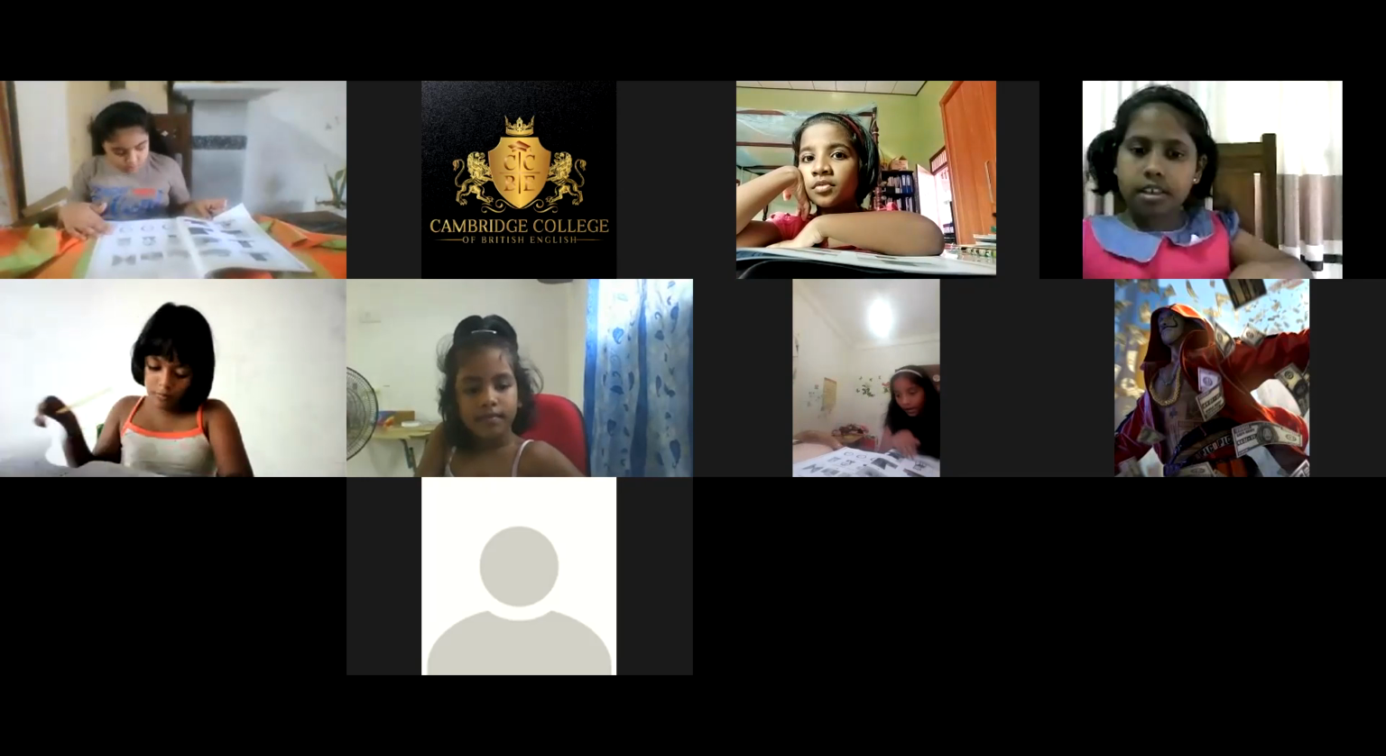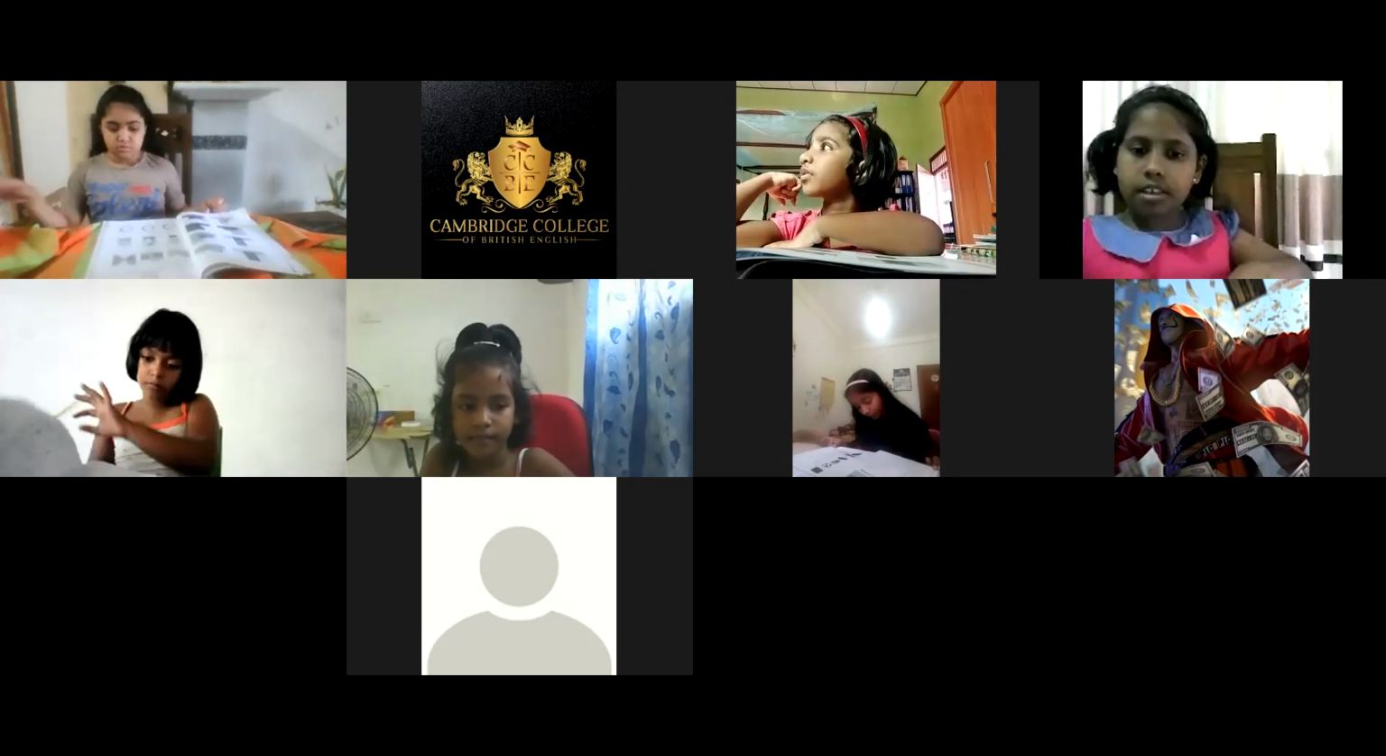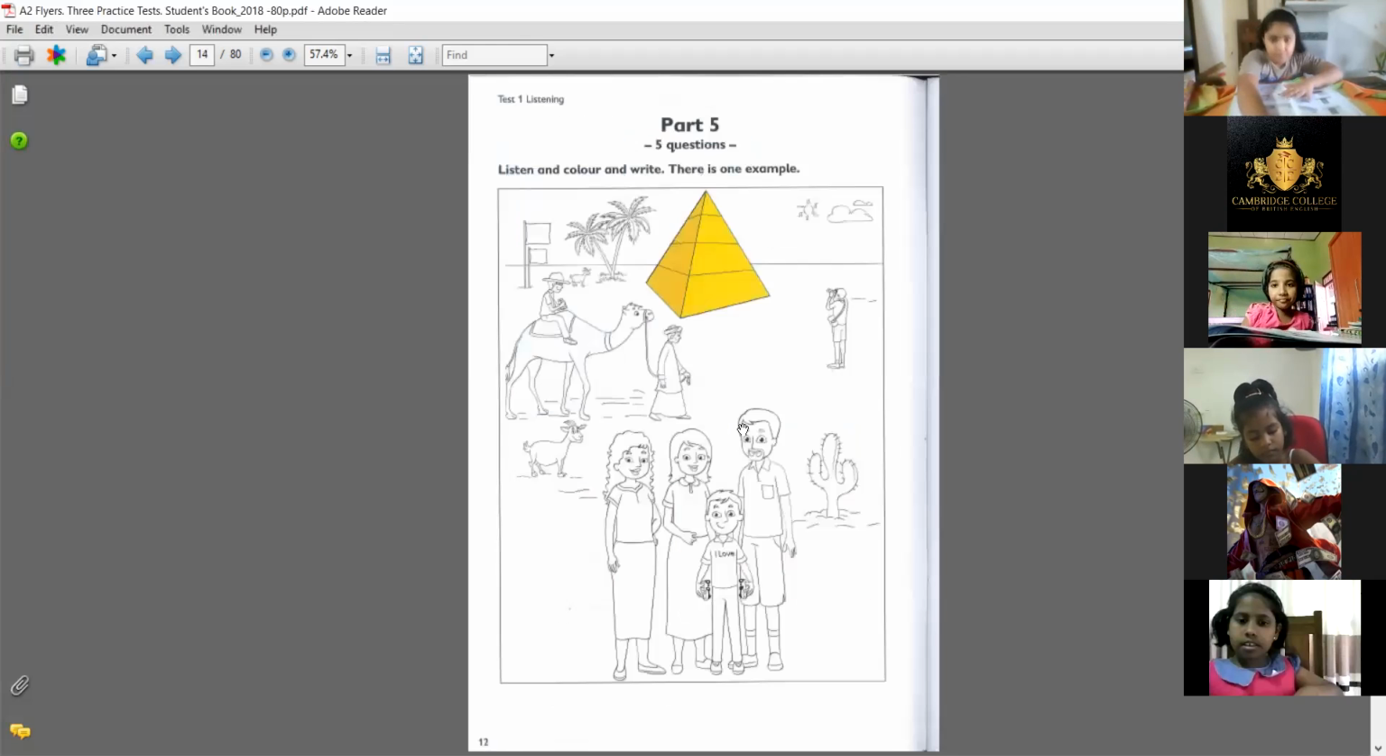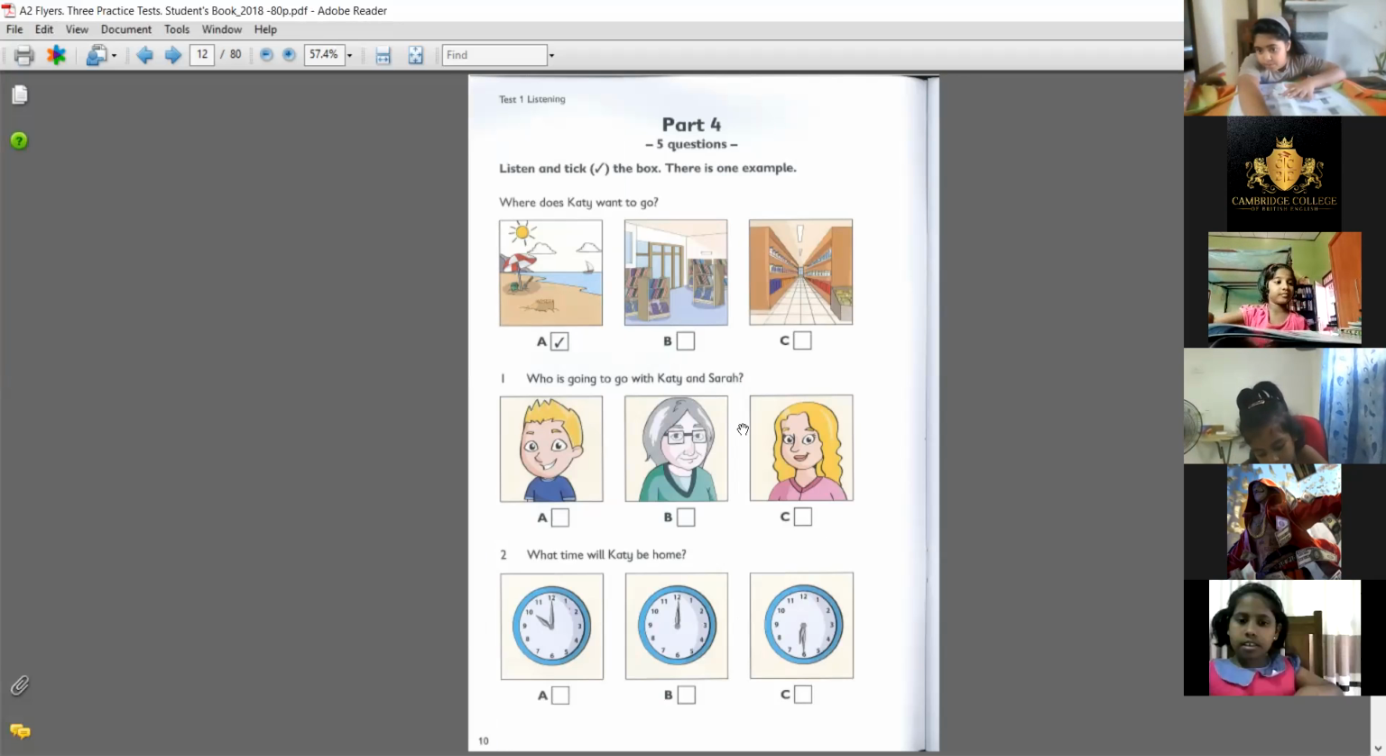So you all want to turn to page number 10. Here we have two parts to complete, part 4 and 5. We have to complete these two parts for today as listening. Most of you know that we will have the exam at the end of each month. So this month also you have the exam. Have you got the papers from the front office?